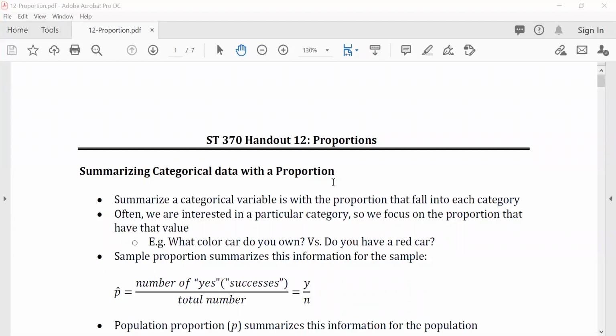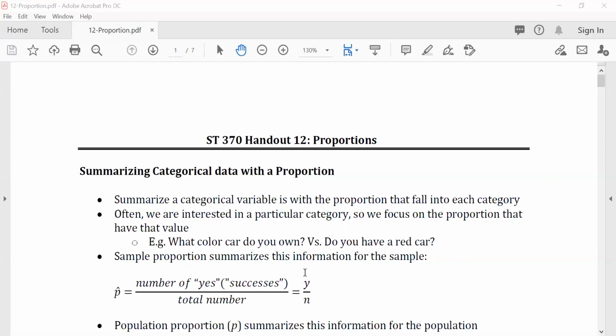summary is the proportion. For example, we have actually used this example before, the proportion of people in North Carolina who are in favor of a tax increase. So the population parameter we are interested in knowing is the population proportion of North Carolina residents who are in favor of tax increase, right?